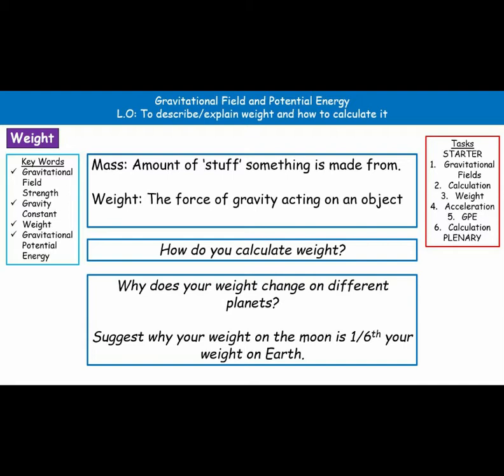So how do you calculate weight? Why does your weight change on different planets? And suggest why your weight on the moon is 1/6 your weight on Earth. So I'll just give you a couple of minutes to have a go answering those.